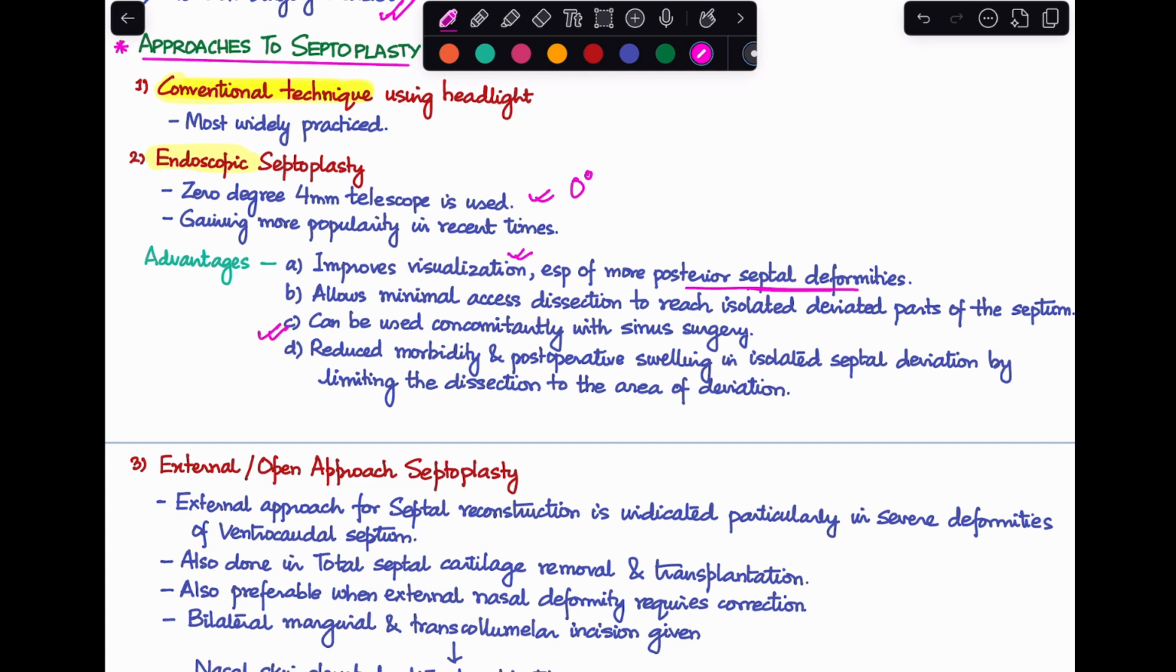Third, you can easily combine this with sinus surgery or functional endoscopic sinus surgery. And fourth, this has much reduced morbidity and postoperative swelling in isolated septal deviation because you can easily limit the area of dissection to just the area of the deviation. So endoscopic septoplasty has been gaining a lot of popularity in recent times over the conventional technique.